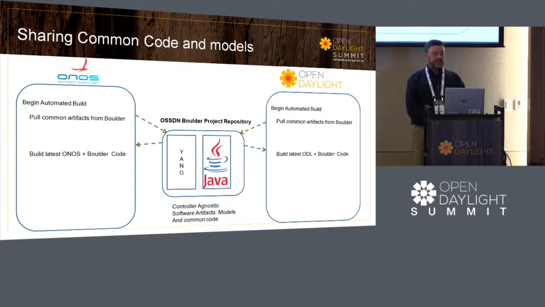So the way we're looking to build this is essentially today there's the OpenDaylight NIC project. As we speak, we're in the process of spinning up an ONOS NIC project, and the notion is that in either of those projects, when you start the automated build, the first thing it does is go to the OSSDN repository and pull down the latest versions of the Yang files and the latest versions of the Java common code, and then go ahead and build that. In this way, the controller agnostic work that we're doing in the ONF gets included and stays consistent and synchronized with the controller specific work that gets done in each of the controller projects.